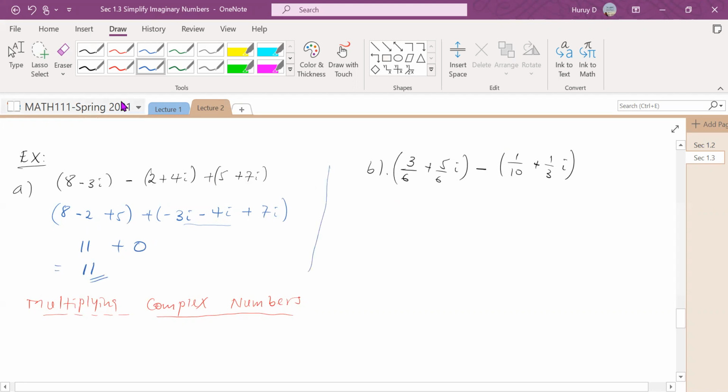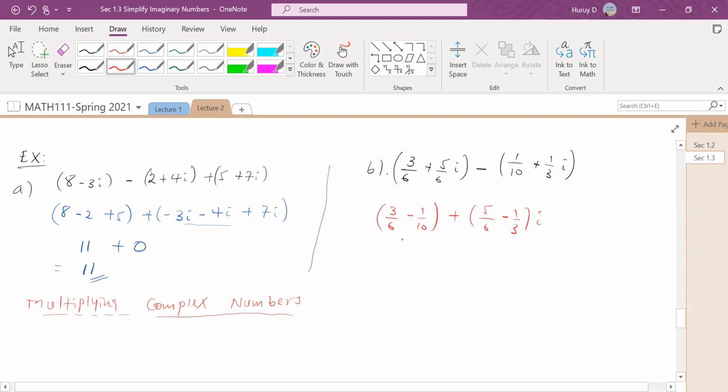And from the second question, here we have fractions, and we just use the fraction property to add numbers. Other than that, there is no big difference. So this is 3 over 6 minus 1 over 10, plus 5 over 6 minus 1 over 3 times i. So we find the LCD for this one, and it should be 60. Well, we have 30.